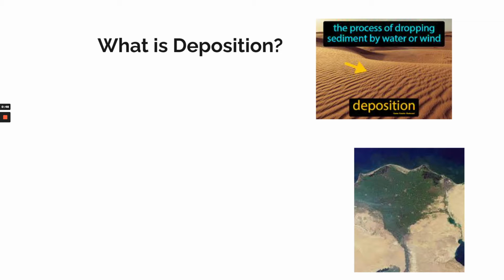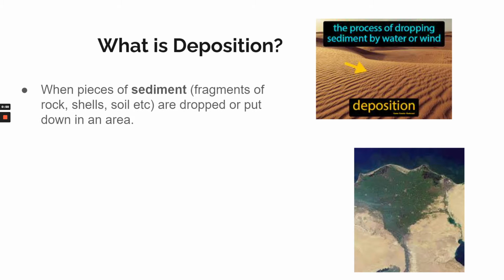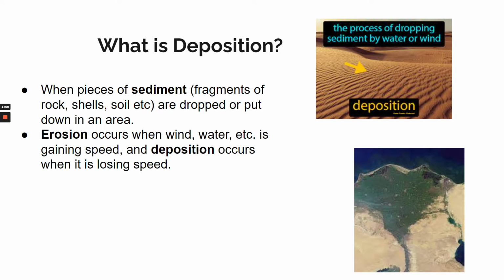So let's start off as usual with a definition. Deposition is when pieces of sediment, which is fragments of rocks, shells, and soil, etc., are dropped or put down in an area. Erosion occurs when wind, water, whatever agent of erosion is speeding up or gaining speed. Deposition occurs when it's losing speed. So the faster you're moving, the more things are moving with you. As you slow down, things stop moving, and that's deposition.